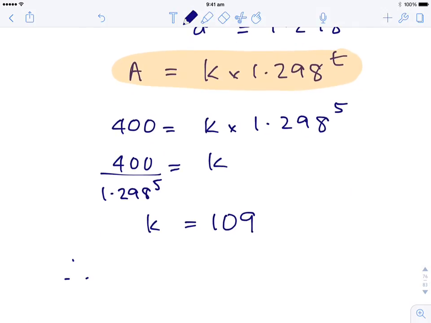So therefore we've got our equation. A is equal to 109 times 1.298 to the power of t. So there's our variables. T is along the x-axis, a is along the y-axis. So now we can answer the other questions.